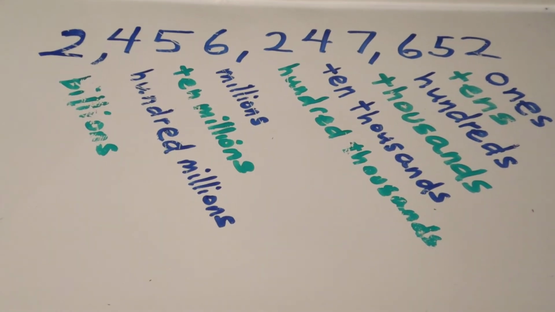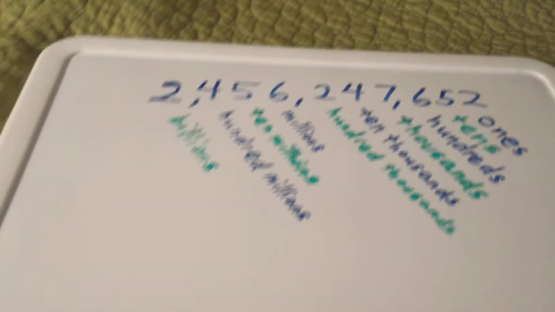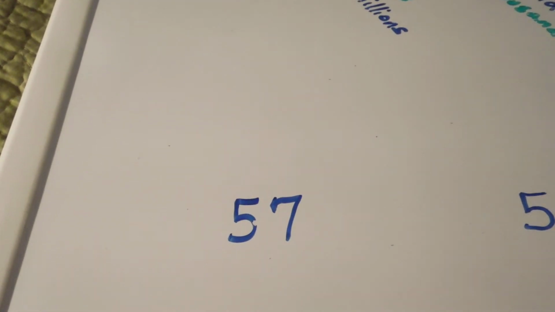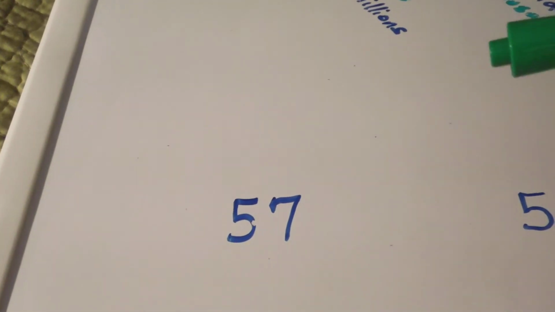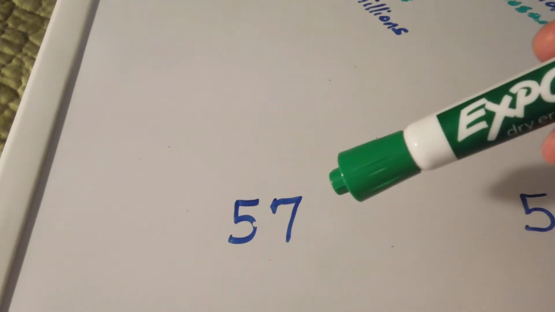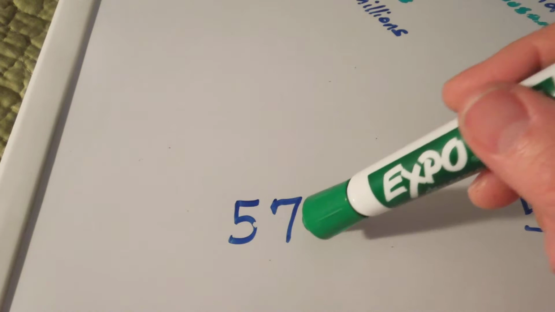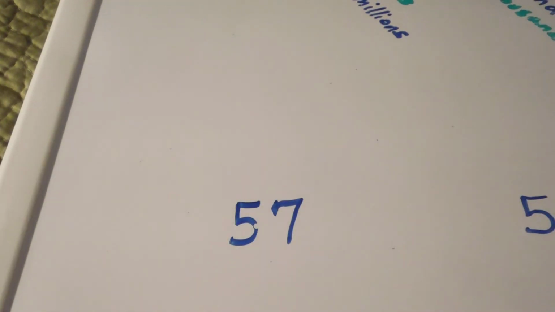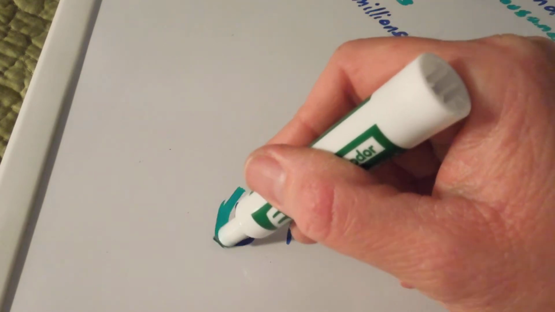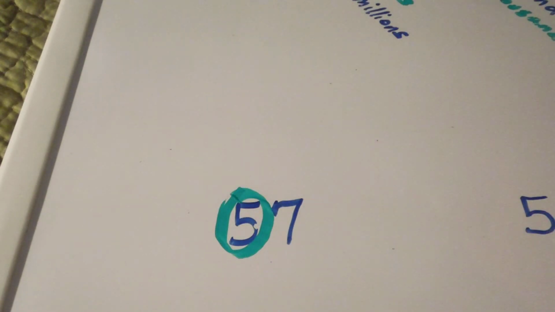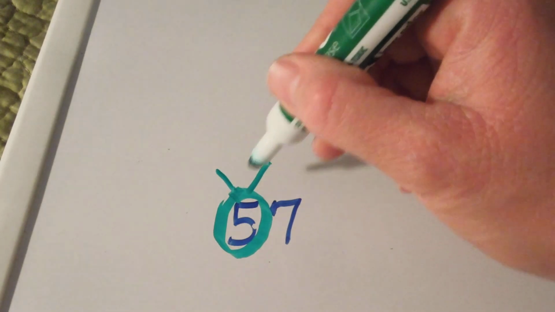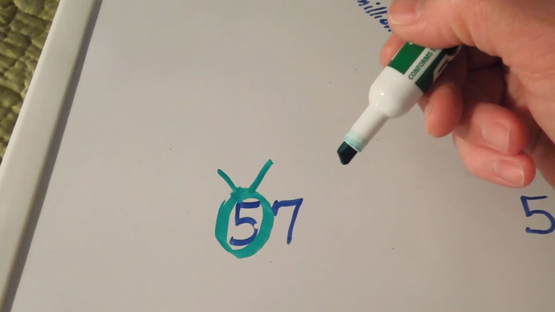Now we're going to use that song to help us with our rounding. The first number we're going to round is 57. Okay, we've got to find where the 10 spot is, so we're going to use the song to help us. Ones, tens. Once we find the 10 spot, we're going to circle the number that's in the 10 spot. Then we're going to write the two tens that 57 is close to.